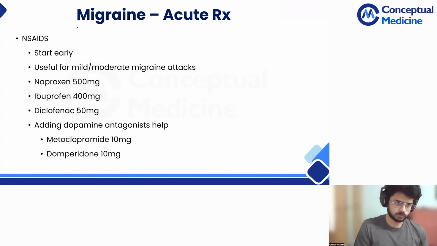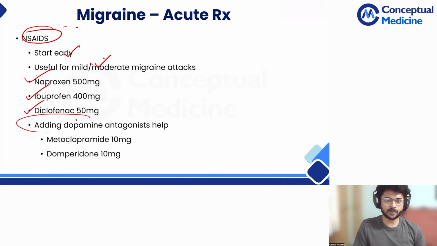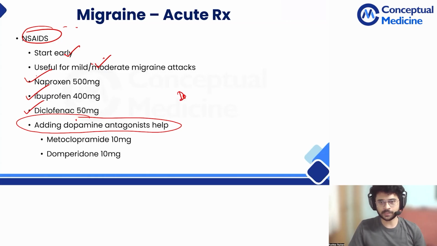The most important treatment is your non-steroidal anti-inflammatory drugs. Make sure that these are started early. They're useful for mild to moderate intensity of attacks. Commonly used medications are naproxen, ibuprofen, and diclofenac. Adding dopamine antagonists helps. A very commonly used combination is domperidone 10 mg. I use this very, very often.